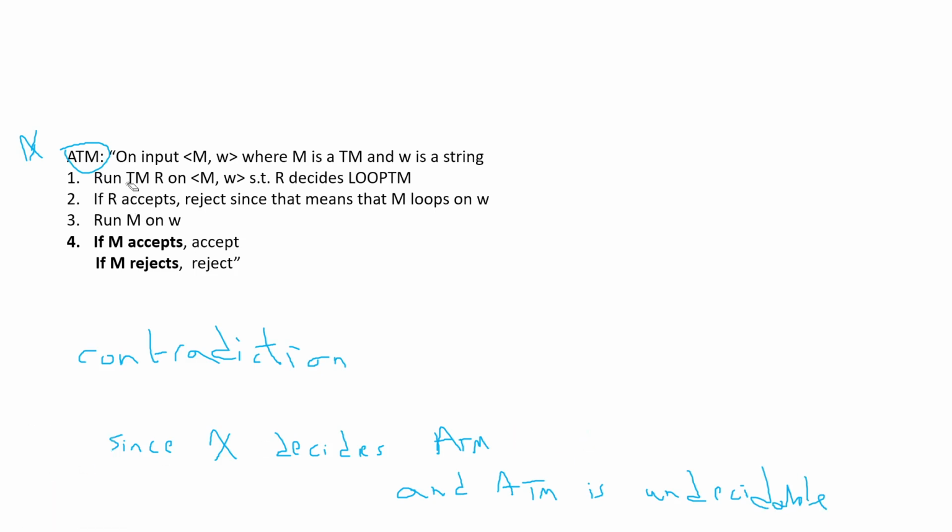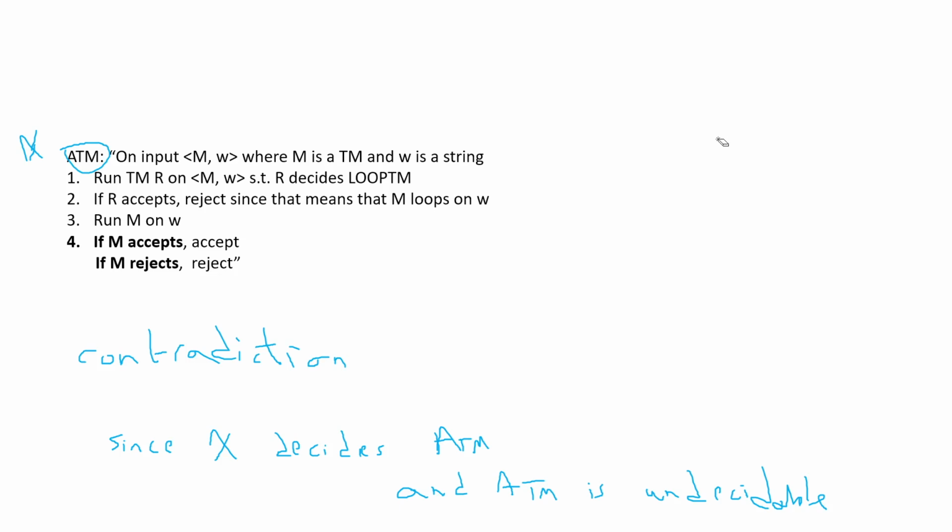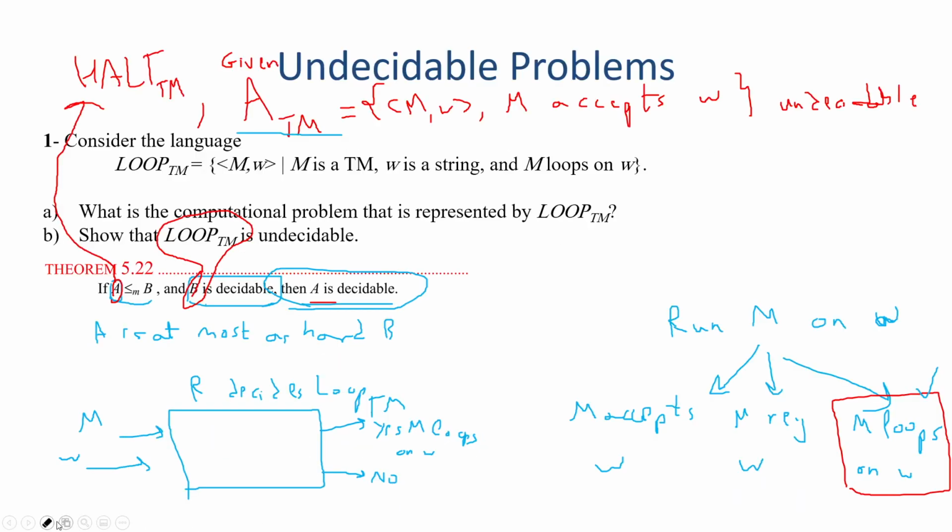So what we did, we created X on input M, W. If M loops on W, we reject. Then finally, we just run M on W, and if M accepts, we accept. If M rejects, we reject. This literally decides the ATM machine, which should correctly be able to tell you if M accepts W or not. But that's a contradiction. So what could we conclude from this? Our original assumption is wrong.